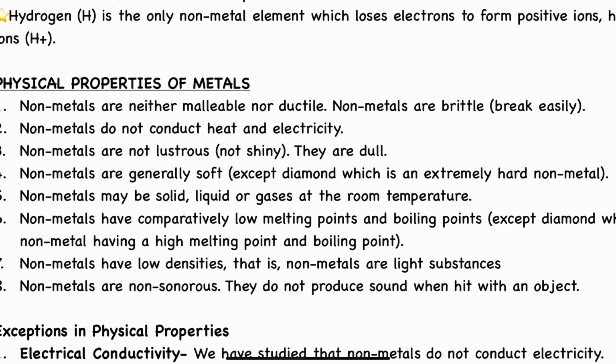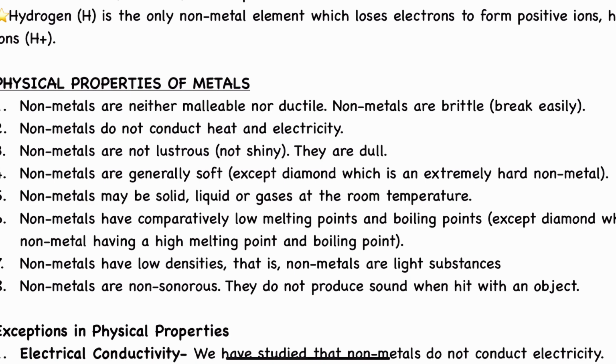Solid, for example, carbon. This is diamond. Diamond is a form of carbon. Coal is a form of carbon. Graphite is a form of carbon. In liquid, we have bromine. Bromine is present in the liquid state. Bromine water, that is called. Then gases: oxygen gas, chlorine gas, nitrogen gas, helium gas. So we have solids, liquids or gases at room temperature.